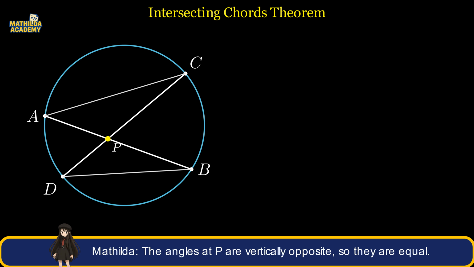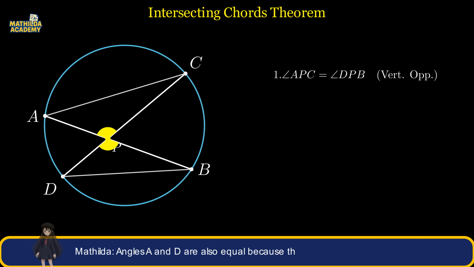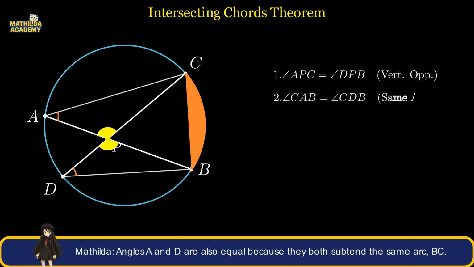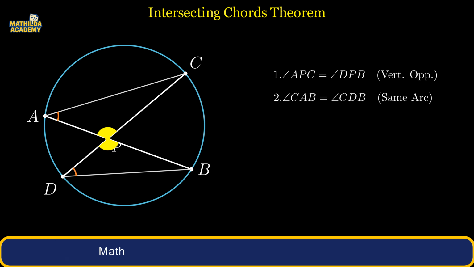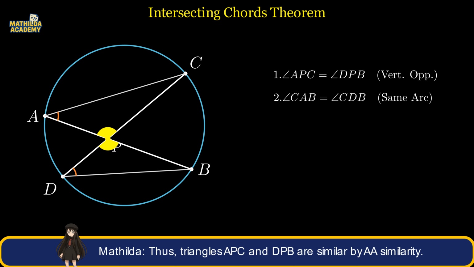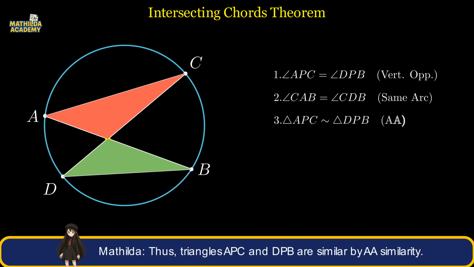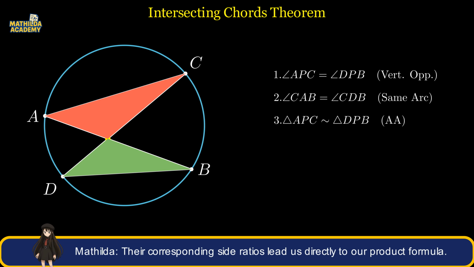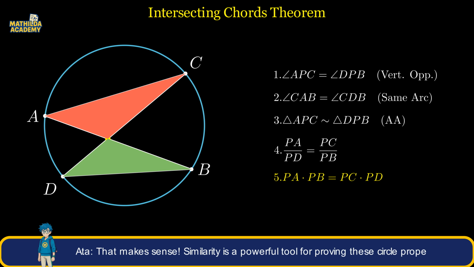The angles at P are vertically opposite, so they are equal. Angles A and D are also equal because they both subtend the same arc, BC. Thus, triangles APC and DPB are similar by AA similarity. Their corresponding side ratios lead us directly to our product formula. That makes sense. Similarity is a powerful tool for proving these circle properties.